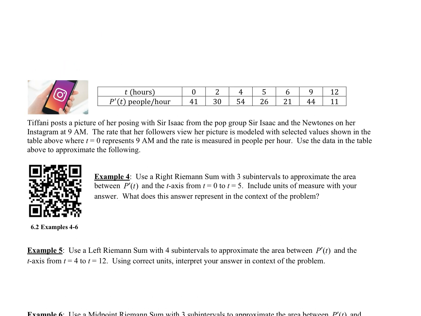So we've got Tiffany, who posted a picture of her posing with Sir Isaac from the pop group Sir Isaac and the Newtons on her Instagram at 9 a.m. She's up early. The rate that her followers view this picture is modeled with selected values shown in the table above, where t equals 0 represents 9 a.m., and the rate is measured in people per hour. We're going to use this data to approximate the following information.